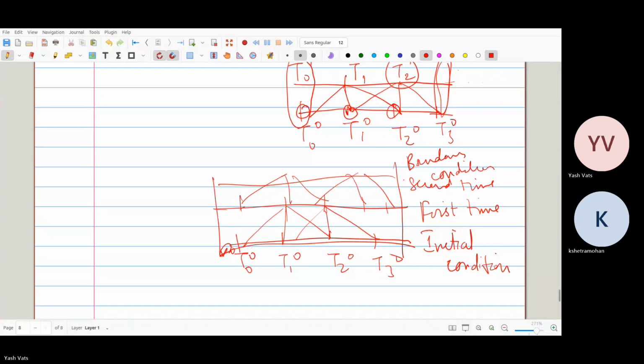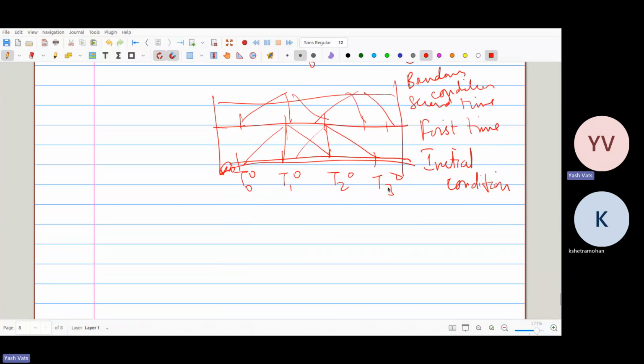So what about the implicit scheme? They also mentioned the implicit scheme. How do you find out the solution in this case? You can also do that in this way as well. So I will write one implicit scheme.